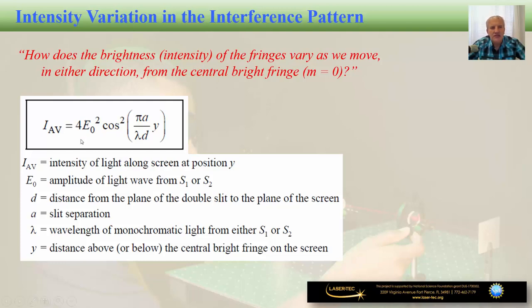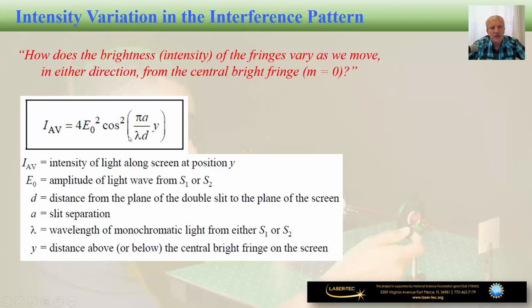So we have here E sub 0 that represents the intensity of the first bright spot, and then we have a few other quantities here in the formula, such as lambda, or wavelength of the light. D and a have been identified on the previous slide. And finally, y represents the location of a specific bright spot in the interference pattern. So what we can see here is that the intensity of a specific bright spot is a function of the total intensity of the light.